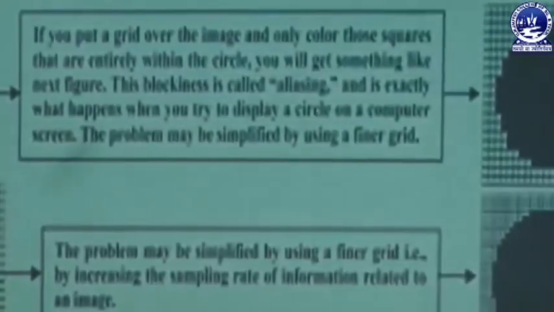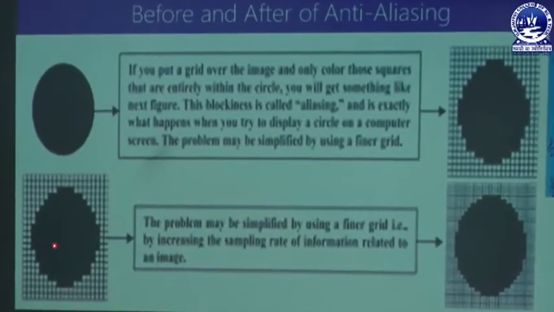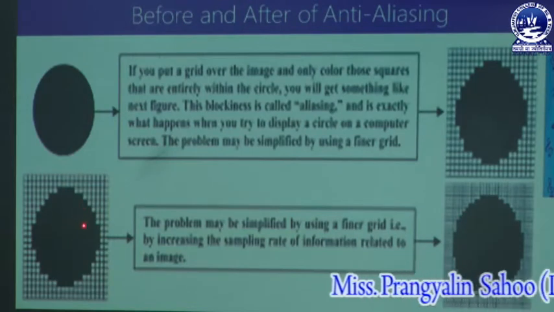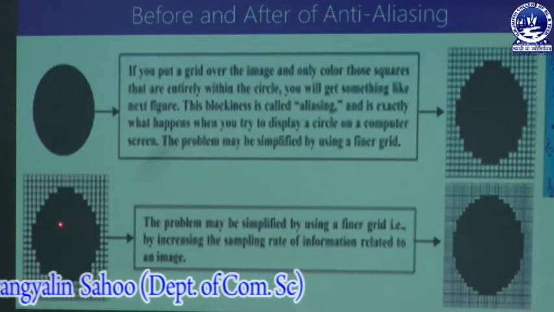Okay, so now let's go to the next concept, before and after anti-aliasing. That means here are the pictures provided before anti-aliasing. Suppose you initially have to draw a circle, but due to low resolution, when that picture is viewed, it normally looks like a jagged shape.